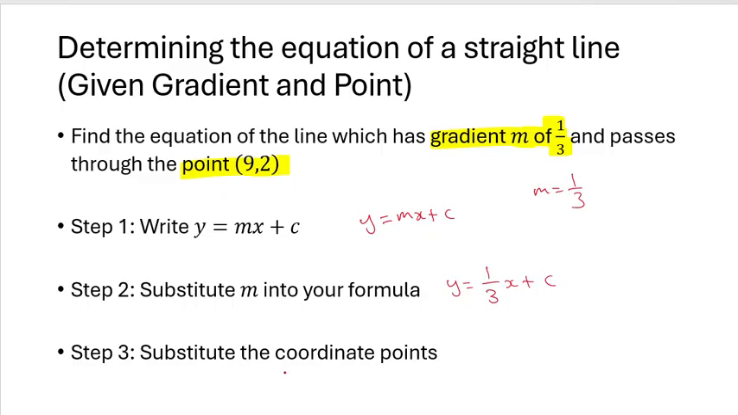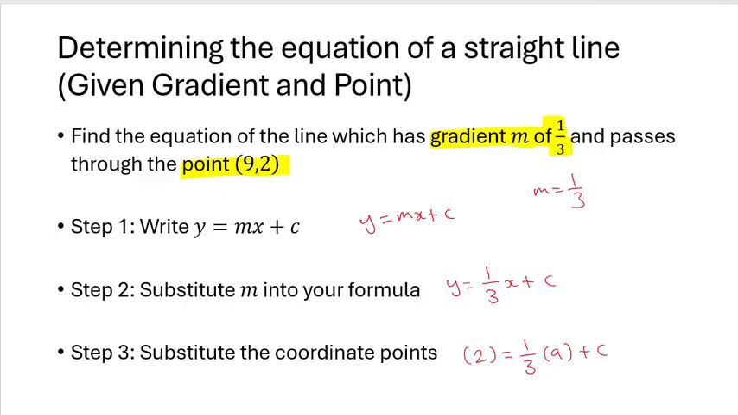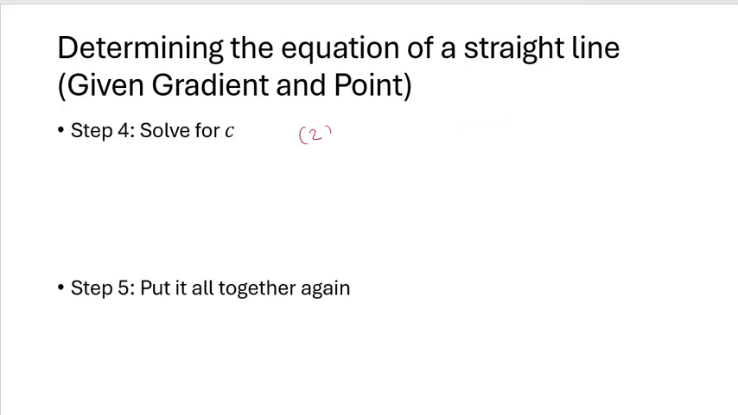Just like so. Step 3 here says substitute the coordinate points. So since we're given the coordinate points 9 and 2, I am just going to substitute that. And that's what it should look like so far. Step 4 says solve for c. So as you can see here, the only variable I have left available is c. So that's what I'm going to solve for. So I'm just going to write down the last thing I wrote from step 3. And now I'm just going to solve it. Now 1/3 multiplied by 9 is just 3. Now if you don't know how this works, it just becomes like this.